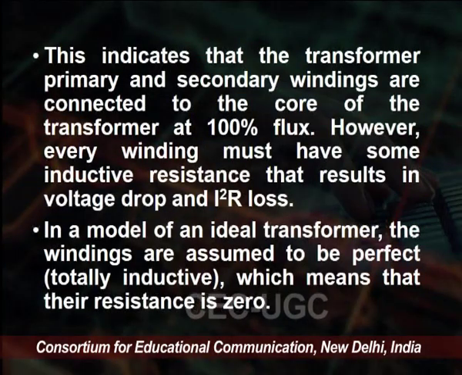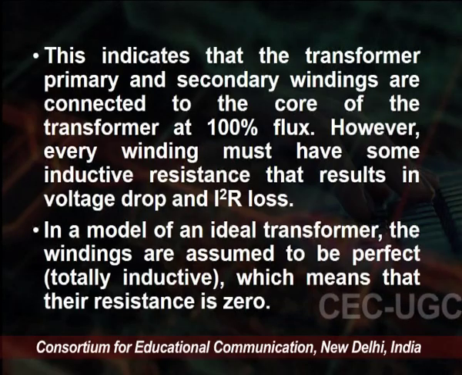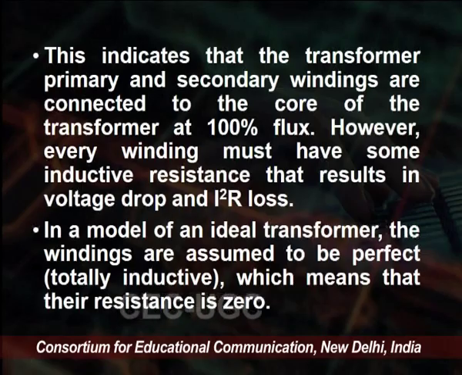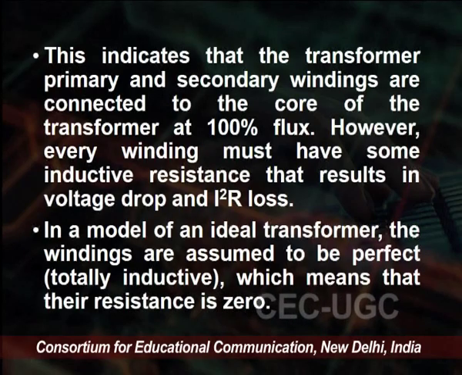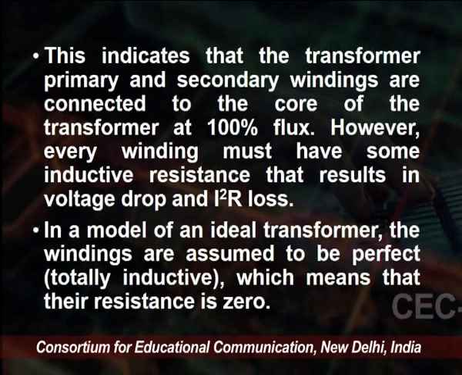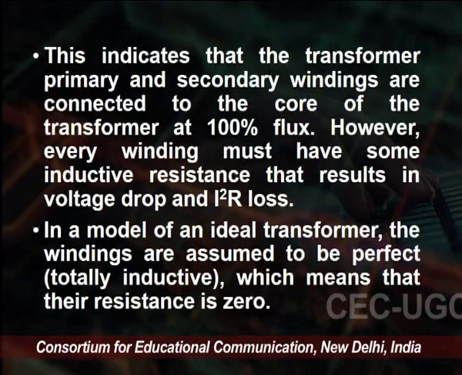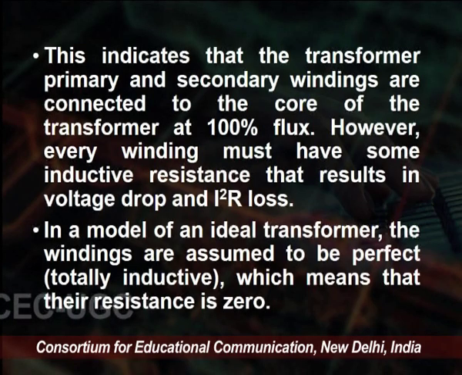This indicates that the transformer primary and secondary windings are linked to the core of the transformer with 100% flux. However, every winding must have some resistance that results in a voltage drop or the I square R loss. So, in the model of an ideal transformer, the windings are assumed to be perfect, totally inductive, which means that the resistance is 0.